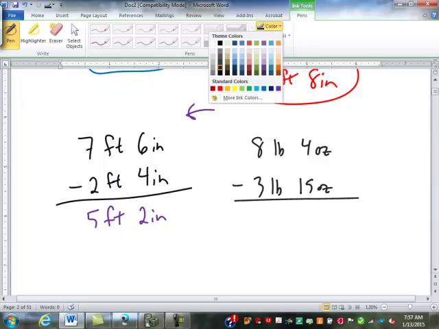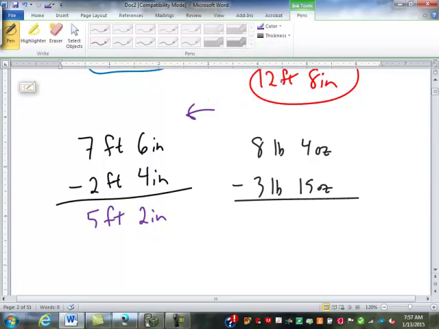Now, I changed up the units here, but it's going to work the same as with feet and inches. 4 minus 15 can't be done. So what do we need to do? Borrow from the 8 pounds. This is going to become 7 pounds.